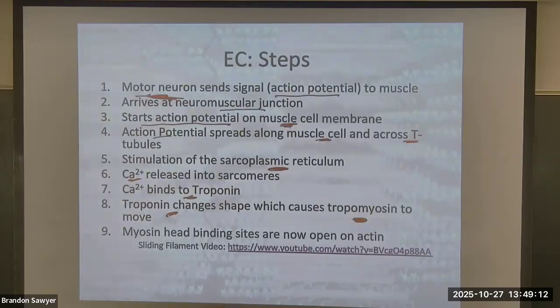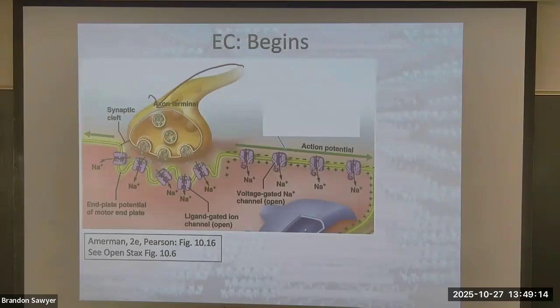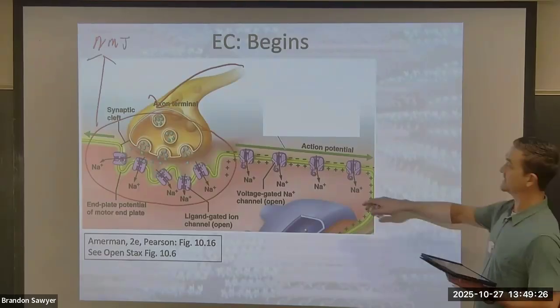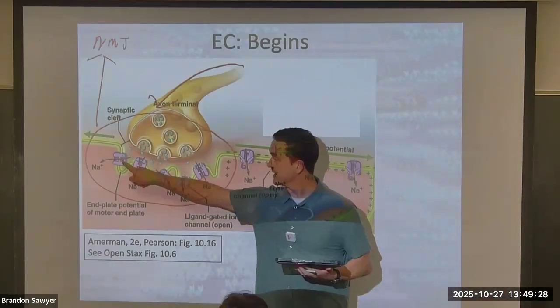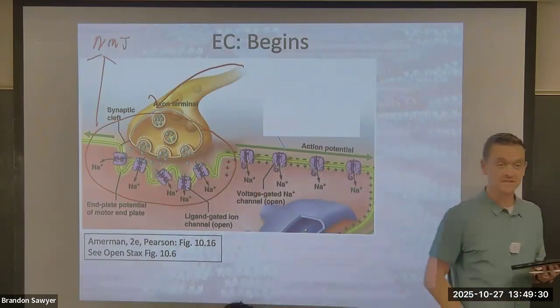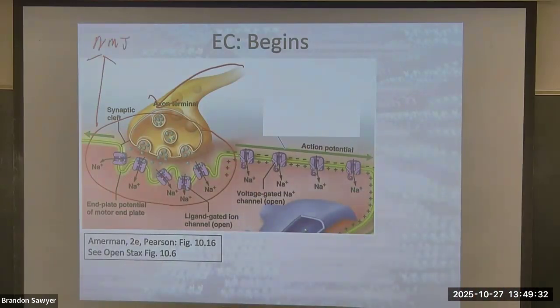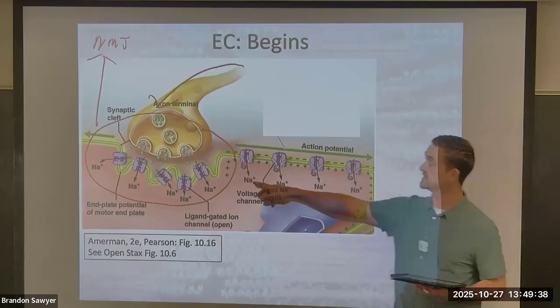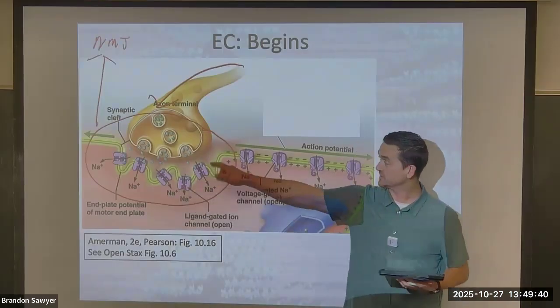Step 2 was arrives at the neuromuscular junction. We're seeing that, right? So this is the neuromuscular junction, NMJ. That includes part of the neuron, the space between, and part of the muscle cell. Remember, we have this specialized part of the muscle cell membrane. What was that called? The motor end plate. Remember the motor end plate that is all folded? There's a bunch of folds in it, so we can put a bunch of these receptors for the neurotransmitter there.